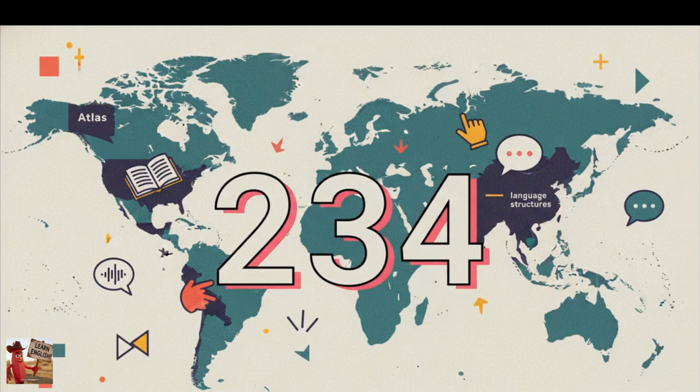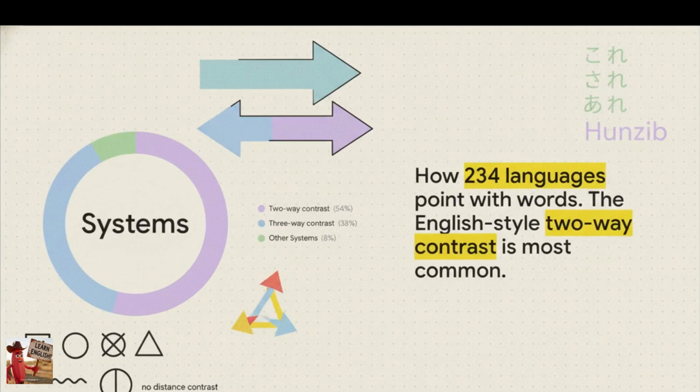So to figure out how all these different systems are spread out, the World Atlas of Language Structures, WALS for short, did a huge survey. They looked at 234 languages from all over the planet just to see how they handle pointing words. And the results are fascinating. Our two-way system is the most common. It's in just over half the languages they looked at. But check this out. Three-way systems, like in Japanese, are also incredibly common, making up more than a third of the world's languages. Anything more complicated than that is way, way rarer.